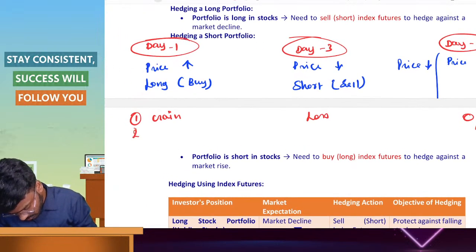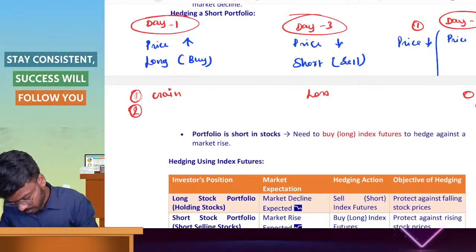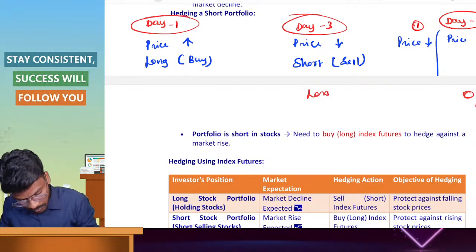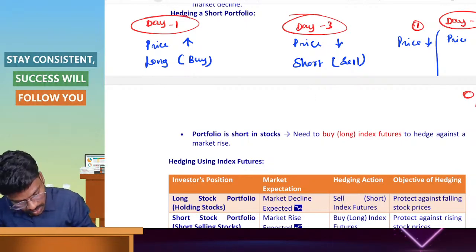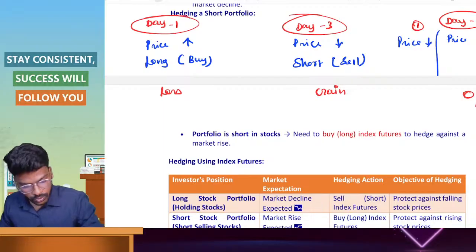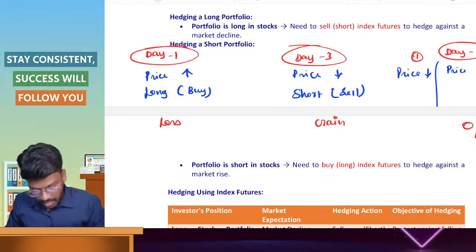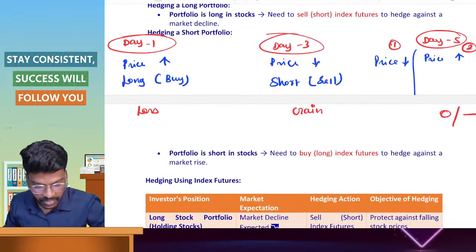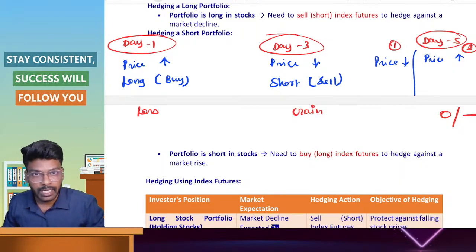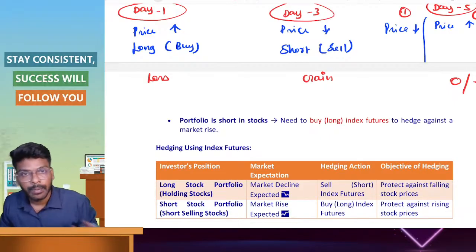this is 1, this is 2. In this case, loss, gain. So in this case, if the price decreases, I will get a gain in the short position. My expectation has been fulfilled. That is, the day 3 expectation has happened on the date of maturity. So I'll get a gain on the short position and a loss on the long position.